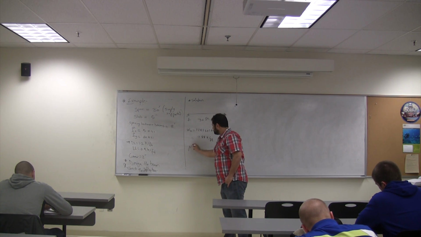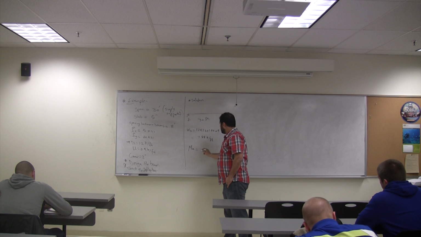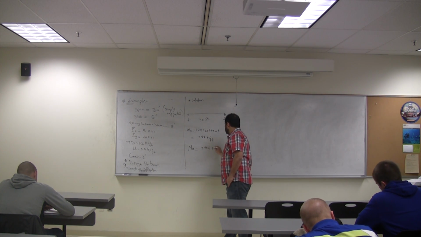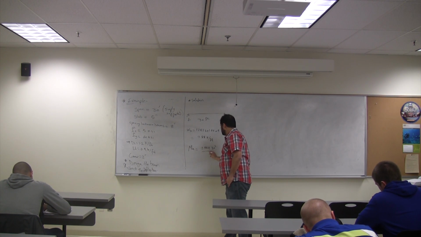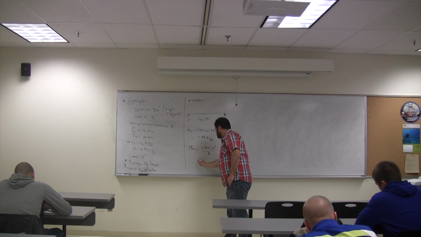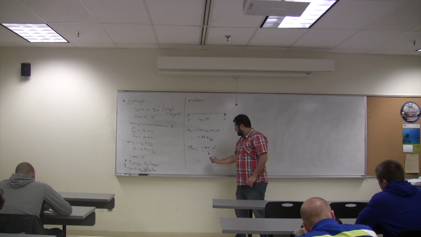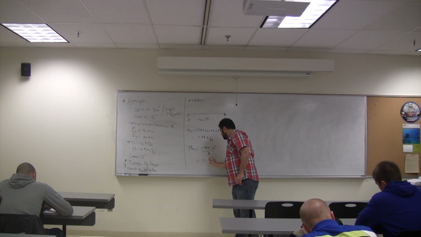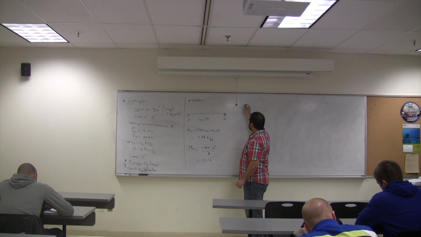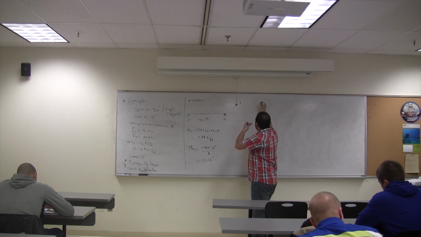And Mu ultimate is 2.88 times 30 squared over 8. That is 324 kip-foot. Good? Now let's see what we have for our section.